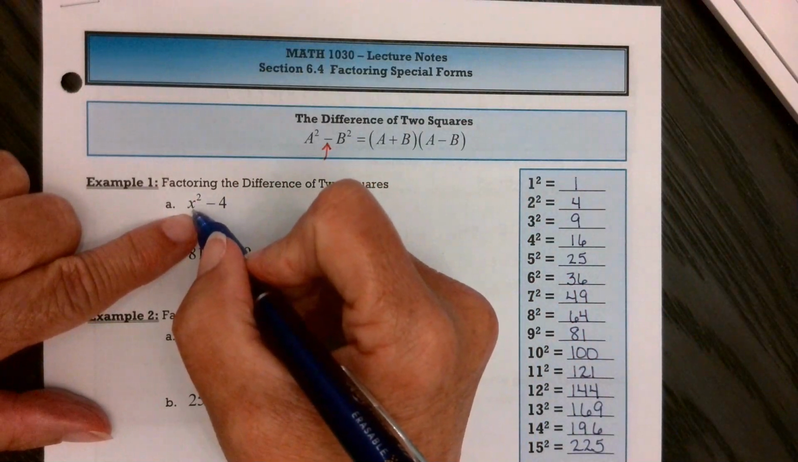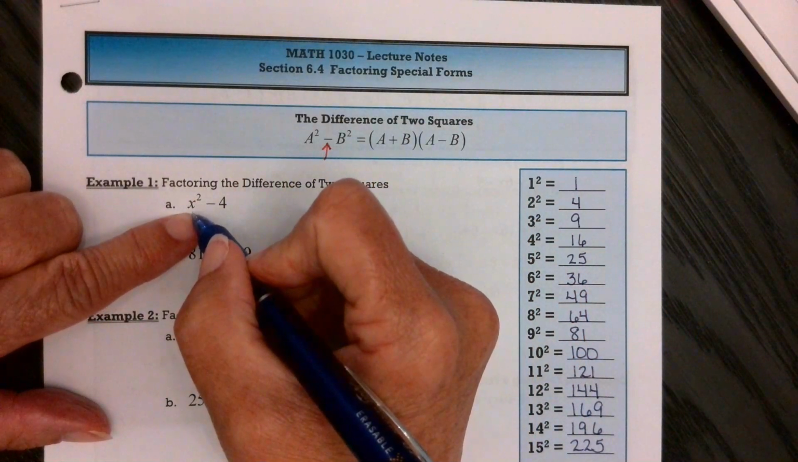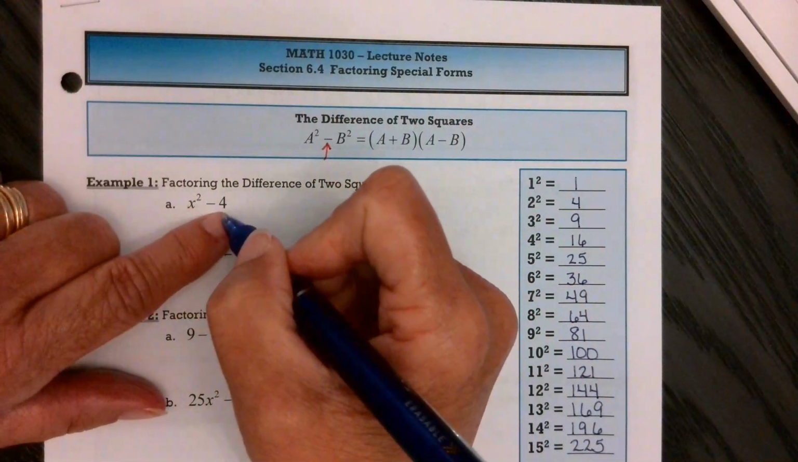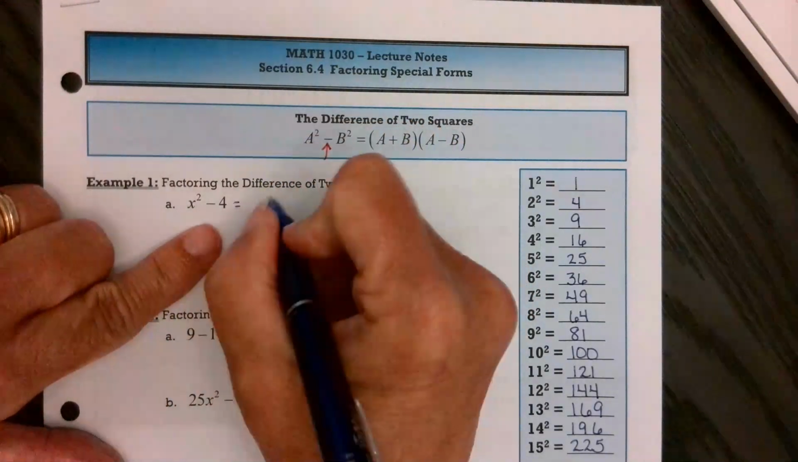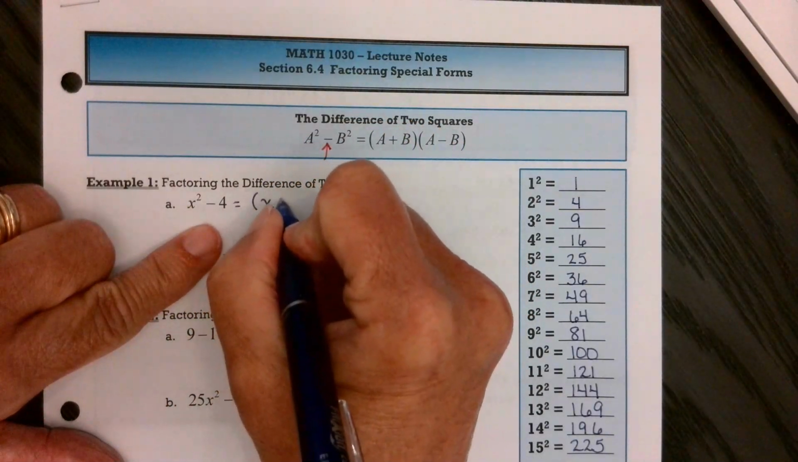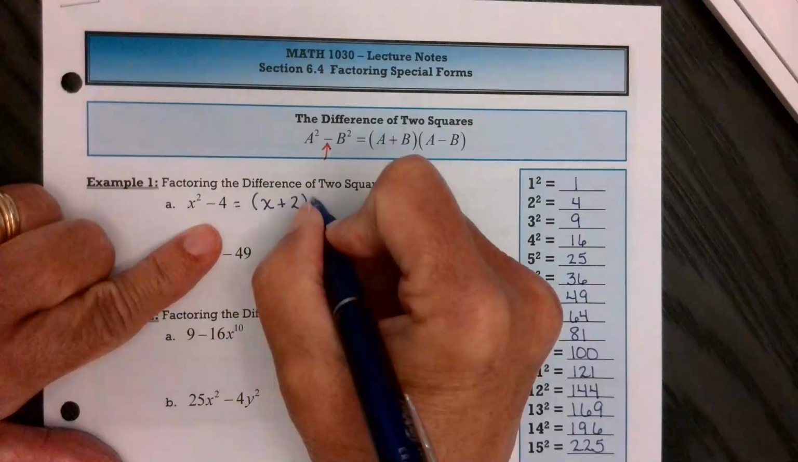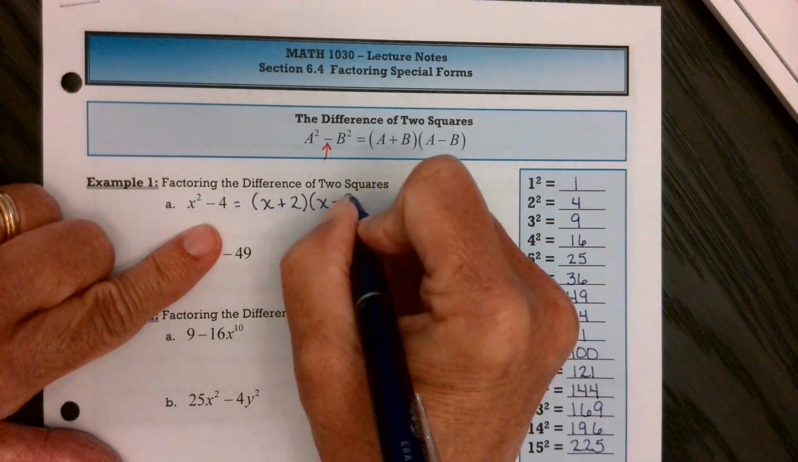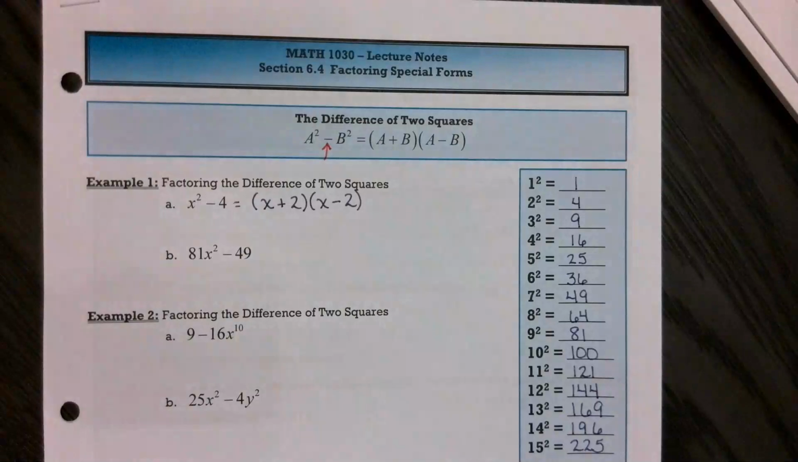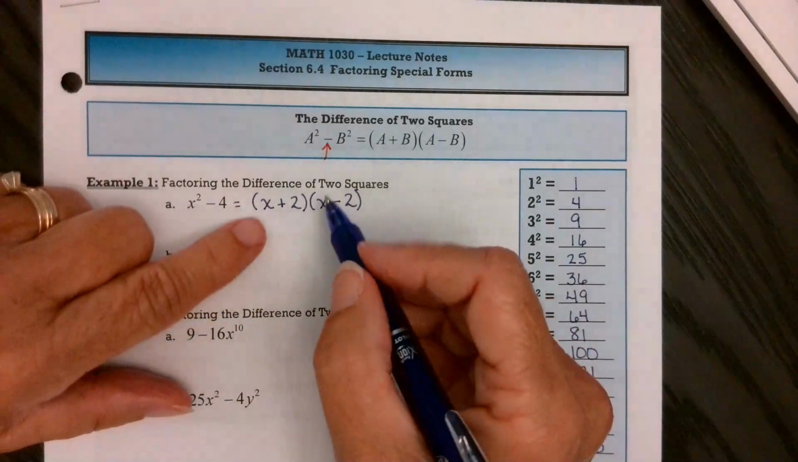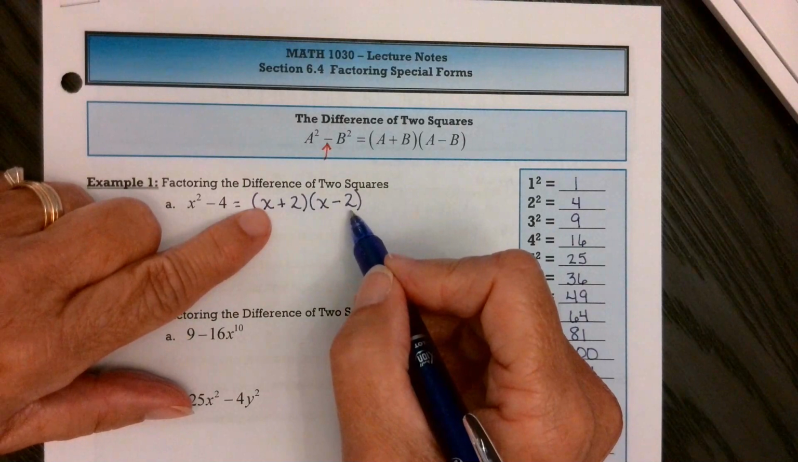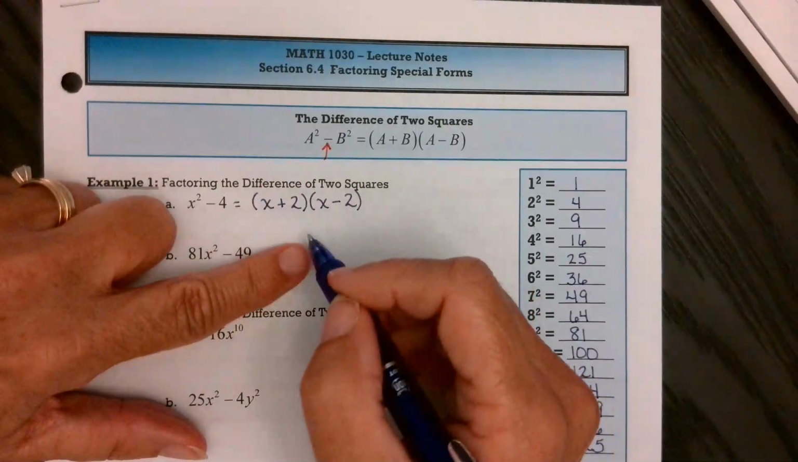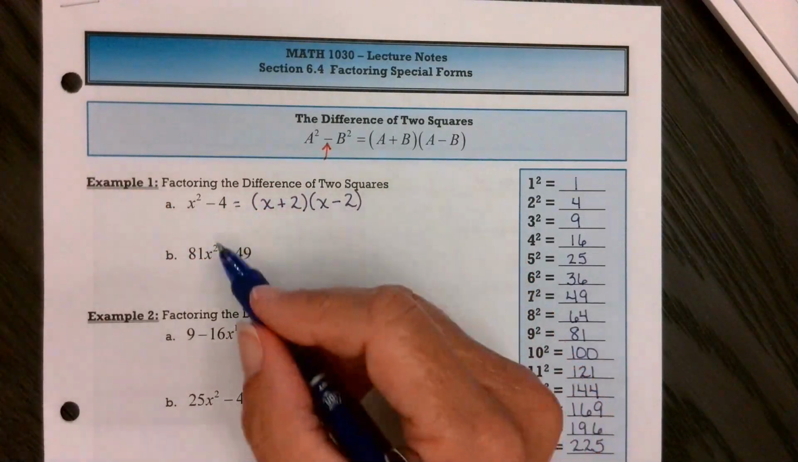this is a perfect square. You can say x times x. This is a perfect square, 2 times 2. So, you get x plus 2, x minus 2. And the reason is that when you have a difference of 2 squares, your middle term disappears. FOIL, you get x squared. Negative 2x, positive 2x, that gives us 0. And then 2 times negative 2 gives us a negative 4.